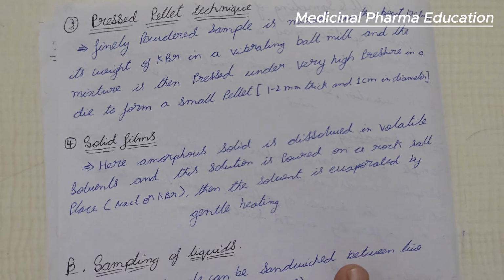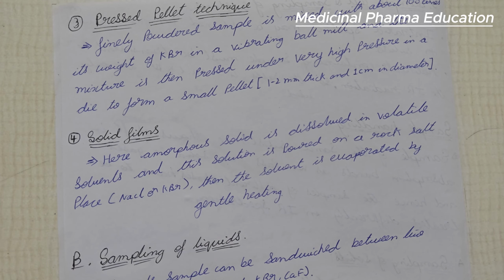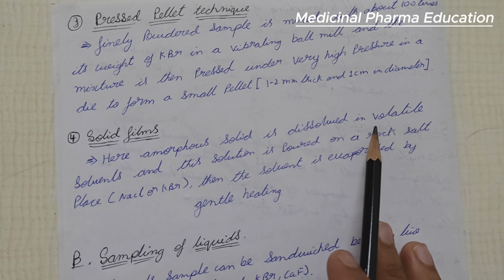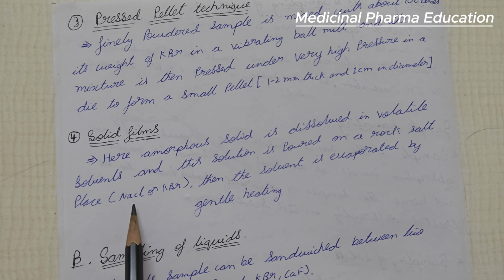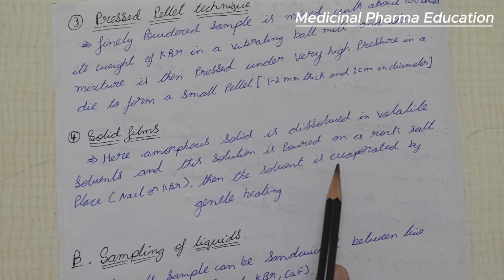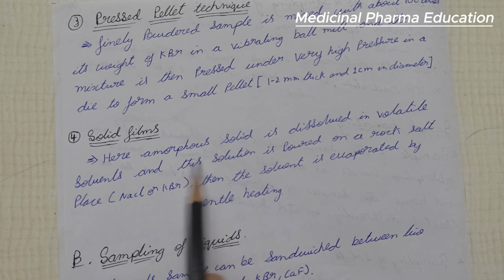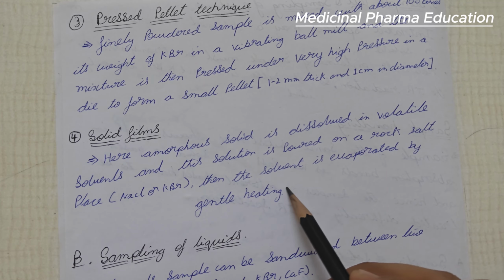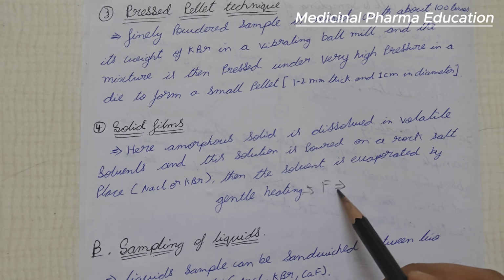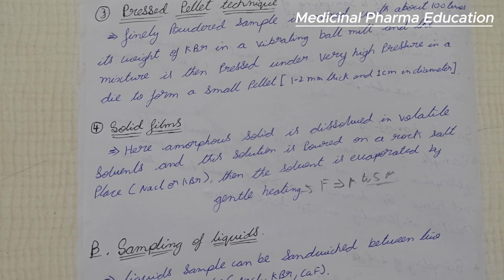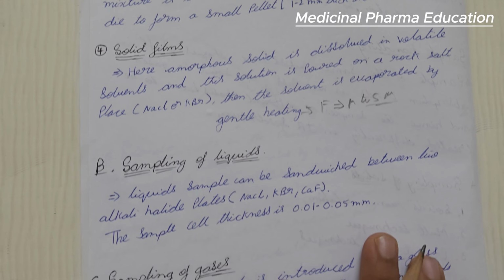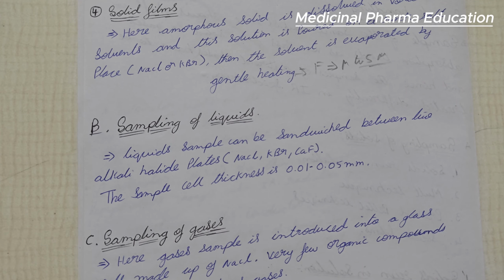Next, the fourth one is solid film. As the name tells, a film is transferred to the spectrometer. Here the amorphous solids are dissolved in volatile solvents, and this solution is poured on a rock salt plate like NaCl or potassium bromide. Then the solvent is evaporated by gentle heating, and the film is formed. The film is mounted on the spectrometer. I think you have understood, guys. Next, sampling of liquid.